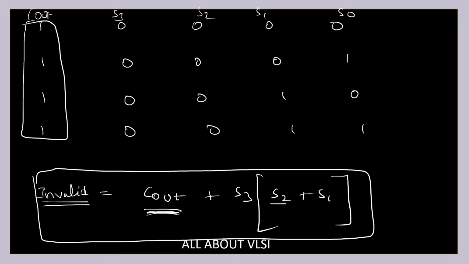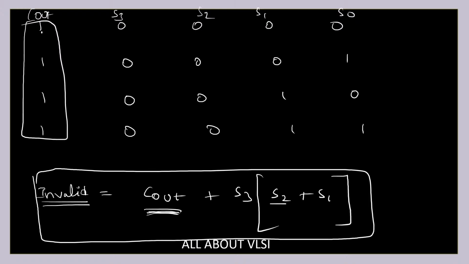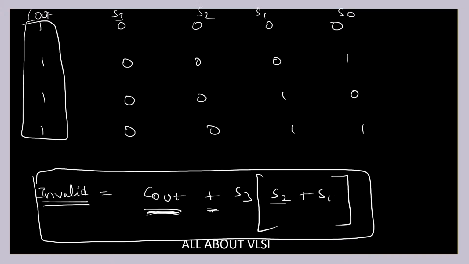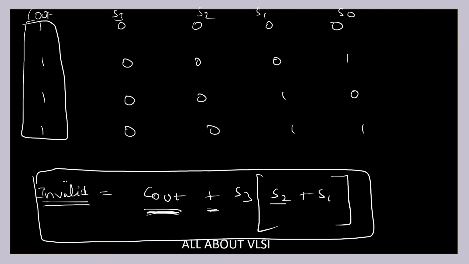One scenario is C out should be equal to 1. C out is definitely equal to 1 to consider your output to be invalid, or C out can be equal to 0. That's the reason I have written OR. In the second term, C out is equal to 0. Now, what is happening? In this case, you can see S3 is always 1 and S2 or S1 or both are equal to 1. That's the reason I've written S2 plus S1. That's it. This is my invalid equation.